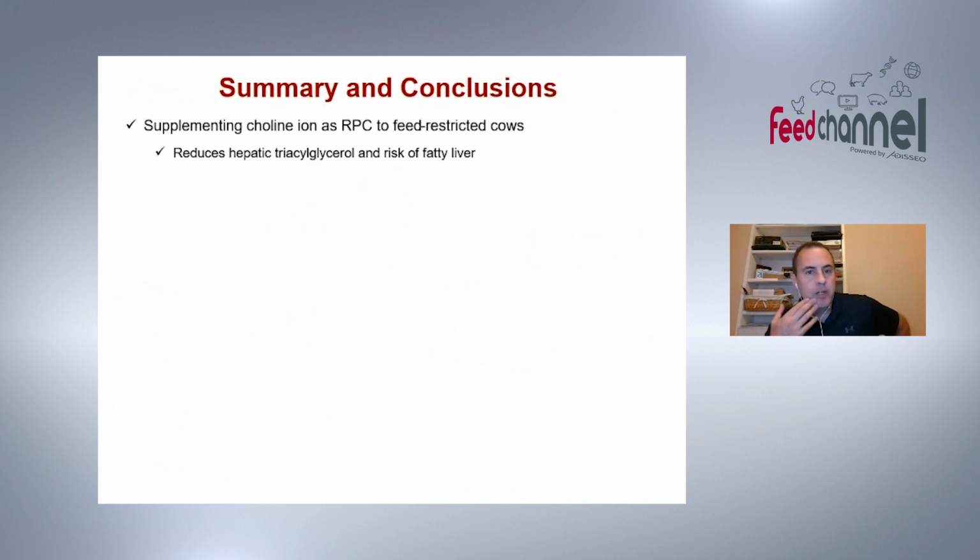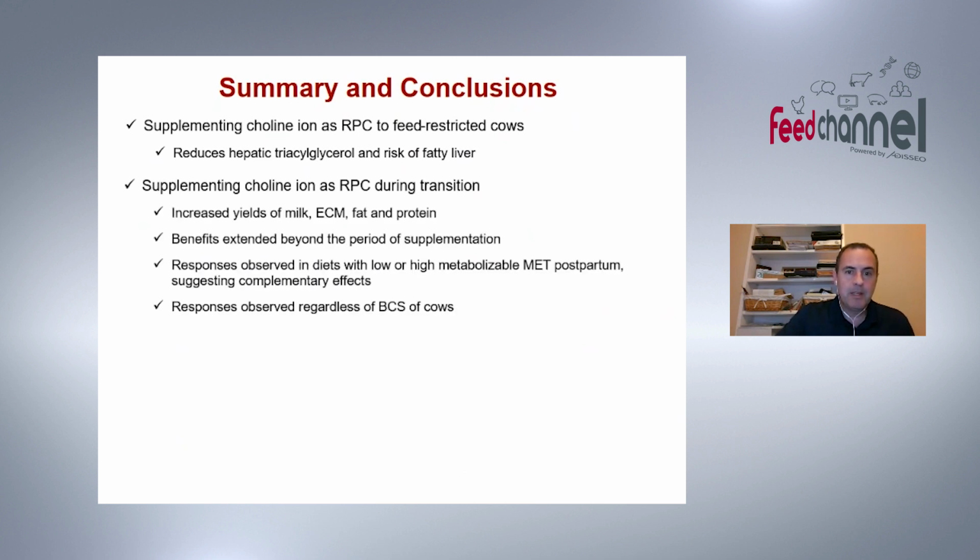supplementing choline ion as a rumen-protected choline to feed-restricted cows, it's unquestionable that it has major lipotropic effects, and it reduces triacylglycerol and the risk of fatty liver. Supplementing choline to transition cows benefits lactation performance, and this benefit goes beyond the period of supplementation.